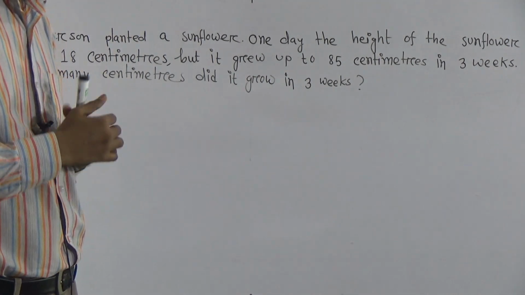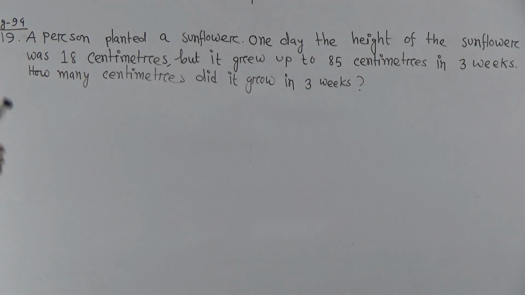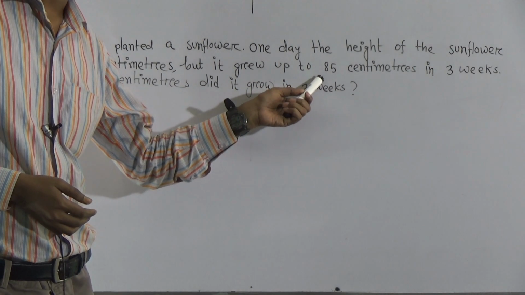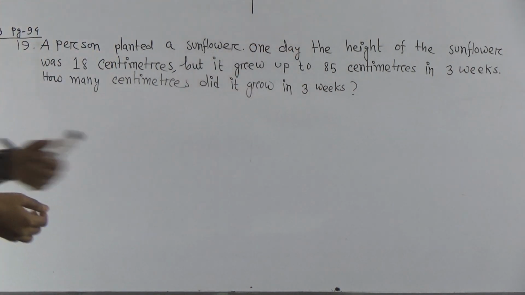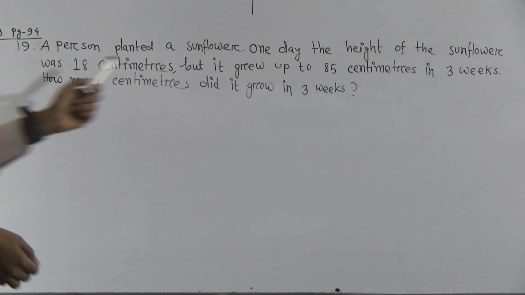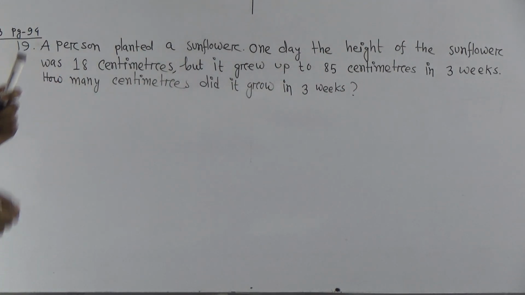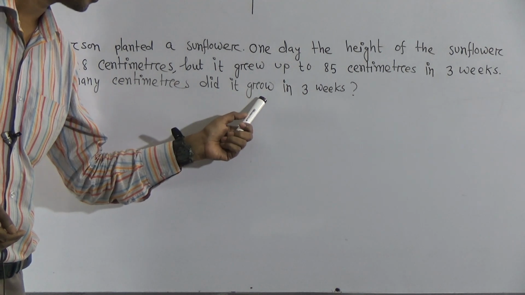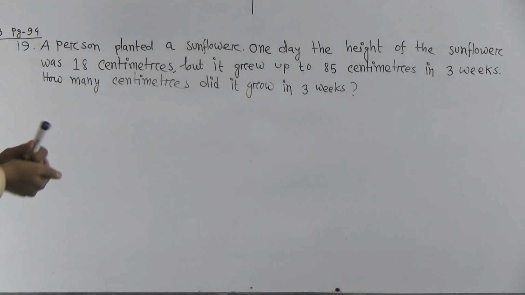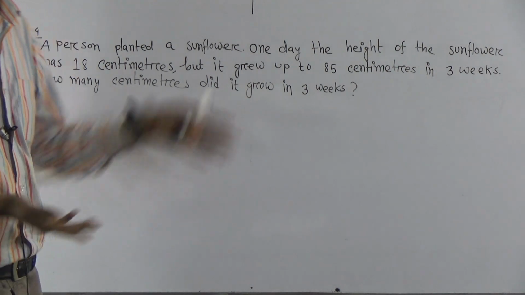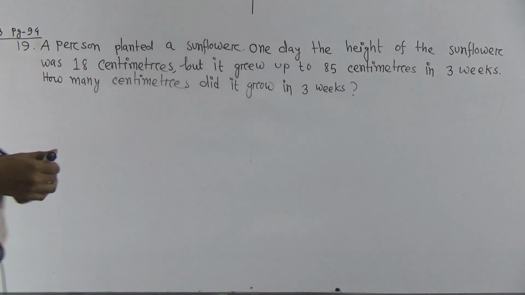That means up to 3 weeks, the sunflower grew up 85 centimeters. Okay, and the height of the sunflower was what? The height of the sunflower was 18 centimeters. Now what is the question? How many centimeters did it grow in 3 weeks? That means you have to determine how many centimeters it grew in 3 weeks. That means this is the subtraction.